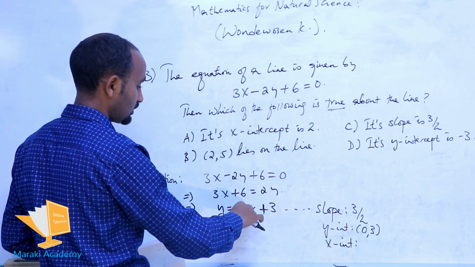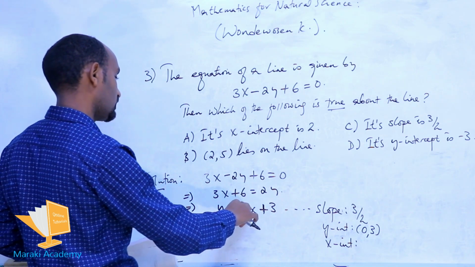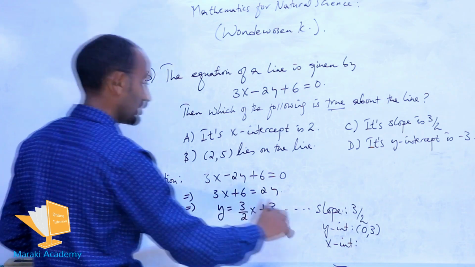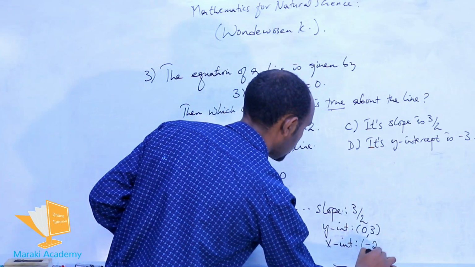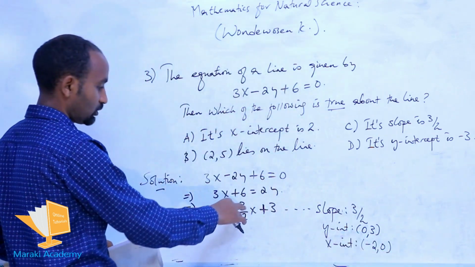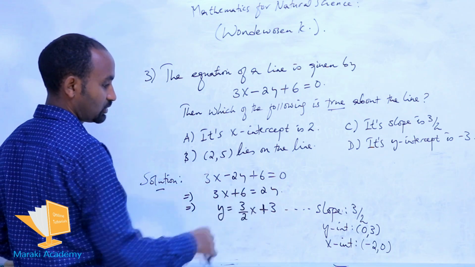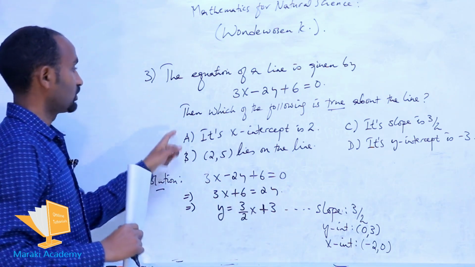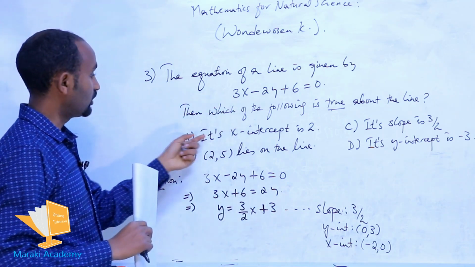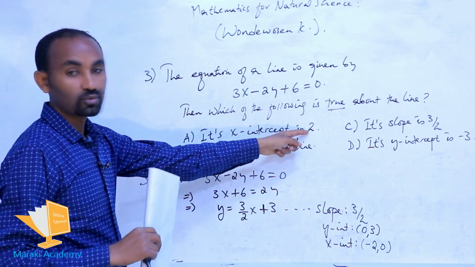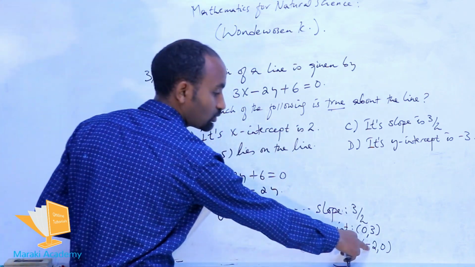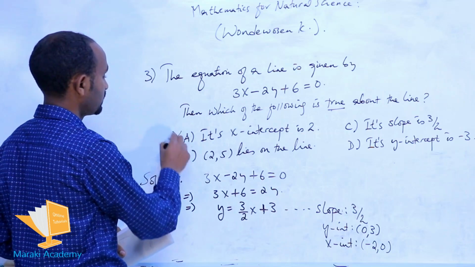minus 2, okay, so minus 2, 0. When you do minus 2, the 2s cancel. Minus 3 plus 3 is 0. Okay, let's check which one is true. The first one: its x-intercept is 2. The x-intercept is minus 2. It's not 2. Therefore, it's not correct.